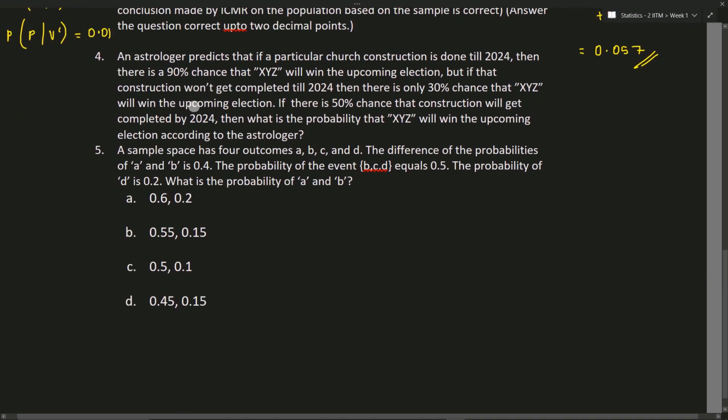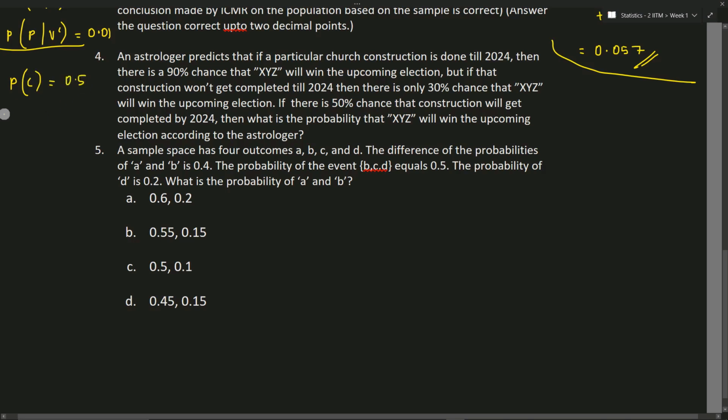Okay, so next one. An astrologer predicts that if a particular church construction is done by 2024, then there is a 90% chance that XYZ will win the upcoming election. But if the construction doesn't get completed by 2024, then there is only a 30% chance that XYZ will win the upcoming election. Also, they have given that there is a 50% chance the construction will complete by 2024. So P of C, completion, is given by 0.5.